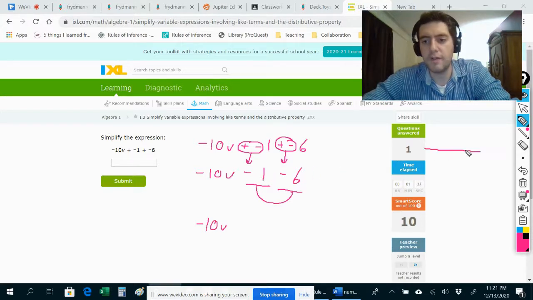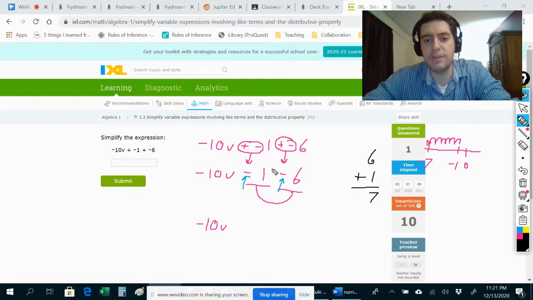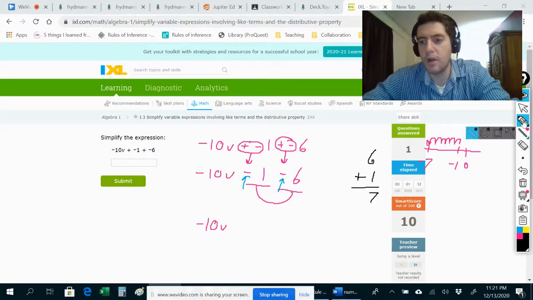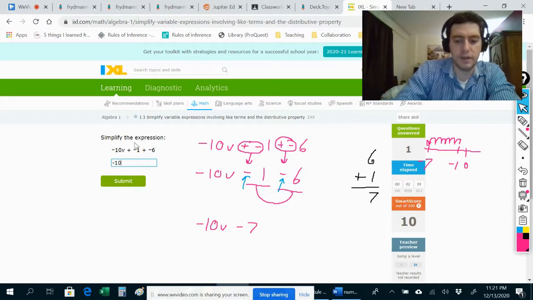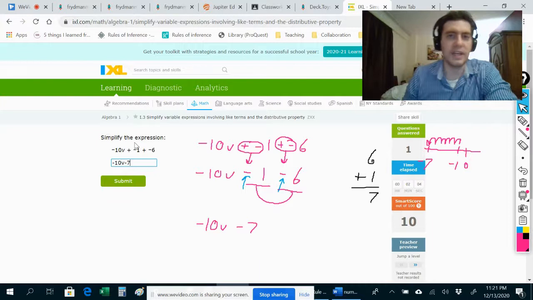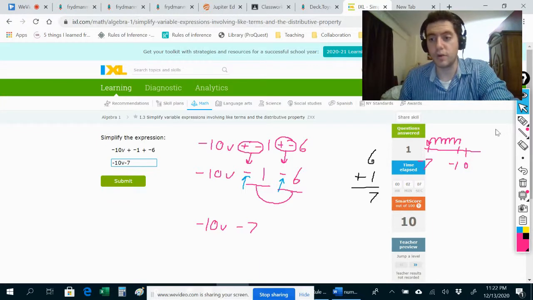So let's think about a number line. If I start at negative 1 on the number line, and then I subtract 6, which means I go to the left 6 spaces, 1, 2, 3, 4, 5, 6, I'm going to end up at negative 7. Okay, or another rule that I like to say is if these symbols are the same, then we would add the numbers up and then just keep the symbol. So I would keep the negative there. All right, so that's going to be minus 7 over here. So my answer here is negative 10v minus 7. You could also write negative 7 minus 10v. That would also work.